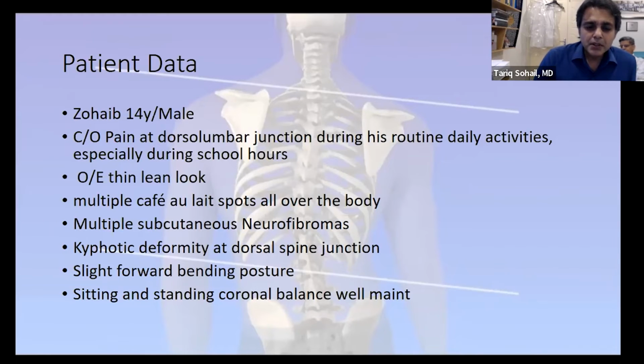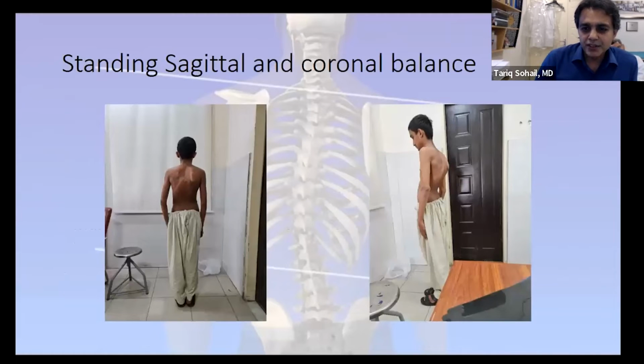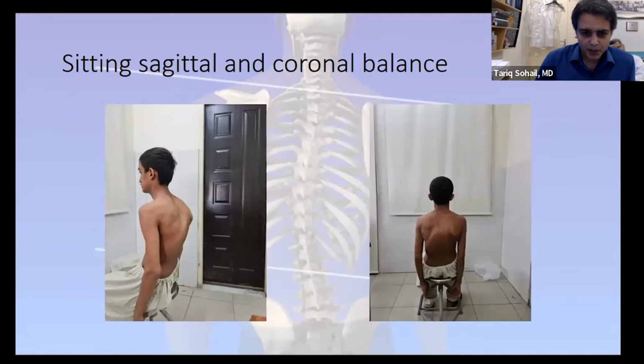He had multiple café-au-lait spots all over his body and multiple subcutaneous neurofibromas. There was a kyphotic deformity at the dorsal spine junction, and the patient had a slight forward bending posture, and the sitting and standing coronal balance were well maintained. So this is the kid. If you look at him, we can very clearly see the café-au-lait spots, the deformity, and even the neurofibromatosis.